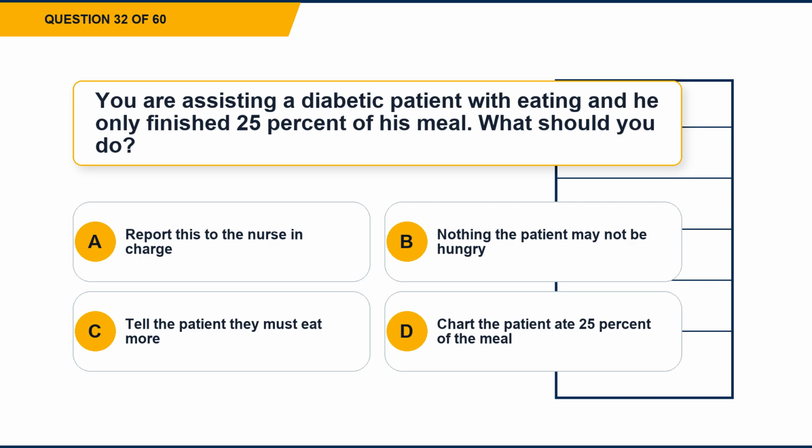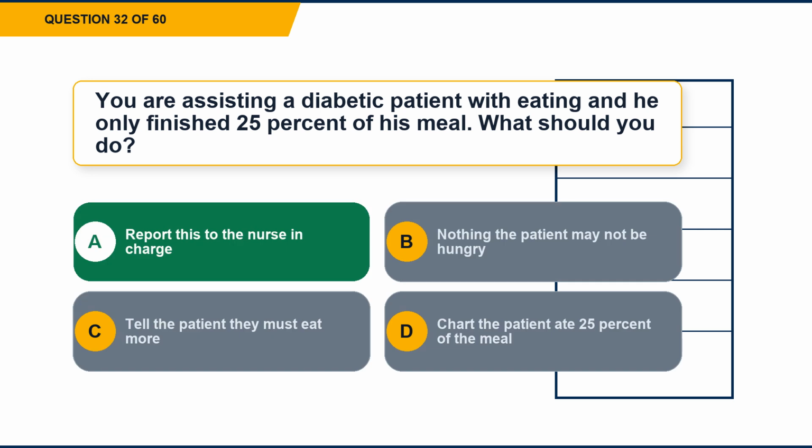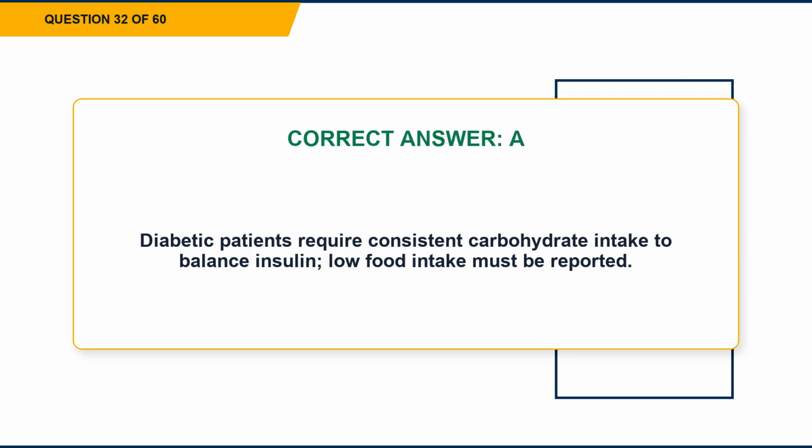Question 32. You are assisting a diabetic patient with eating and he only finished 25% of his meal. What should you do? Option A. Report this to the nurse in charge. Option B. Nothing, the patient may not be hungry. Option C. Tell the patient they must eat more. Option D. Chart the patient ate 25% of the meal. The correct answer is option A. Report this to the nurse in charge. Explanation. Diabetic patients require consistent carbohydrate intake to balance insulin. Low food intake must be reported.